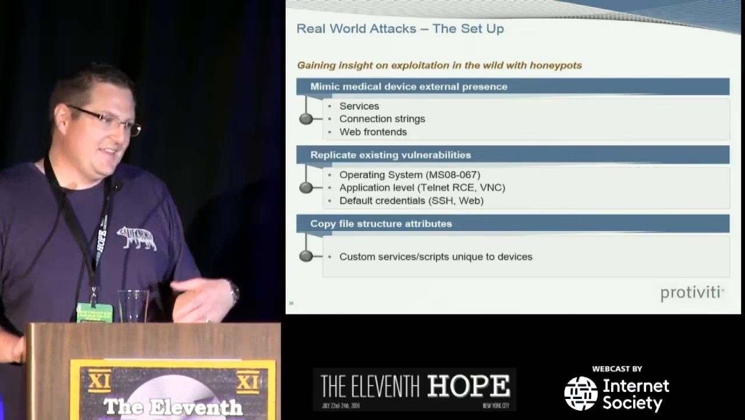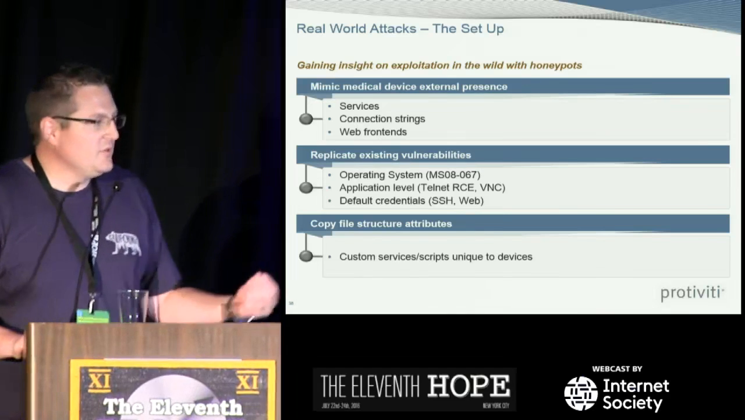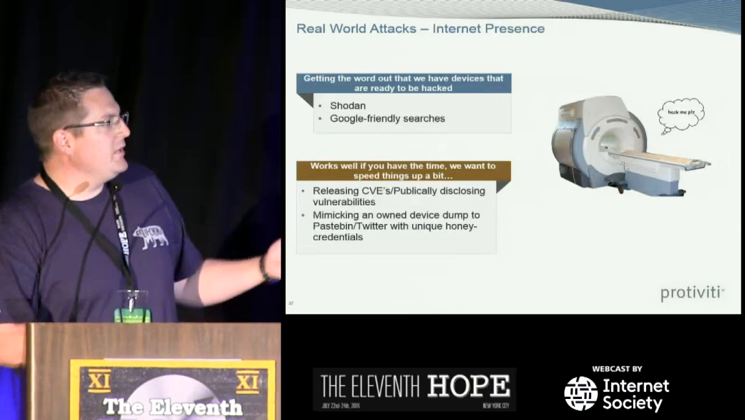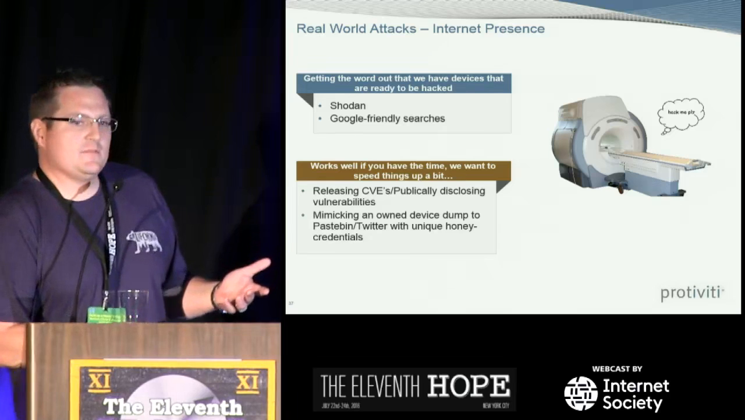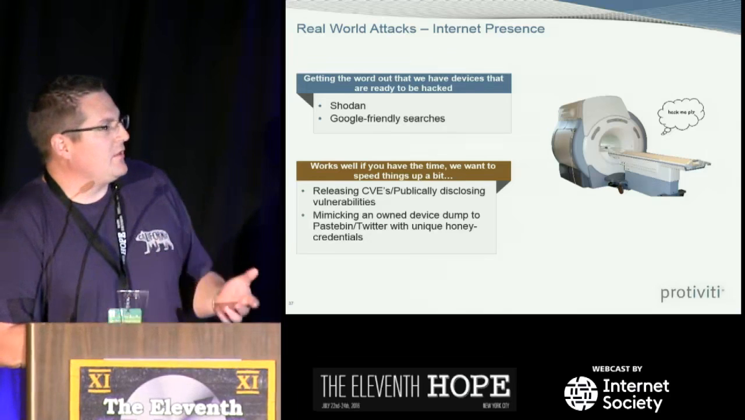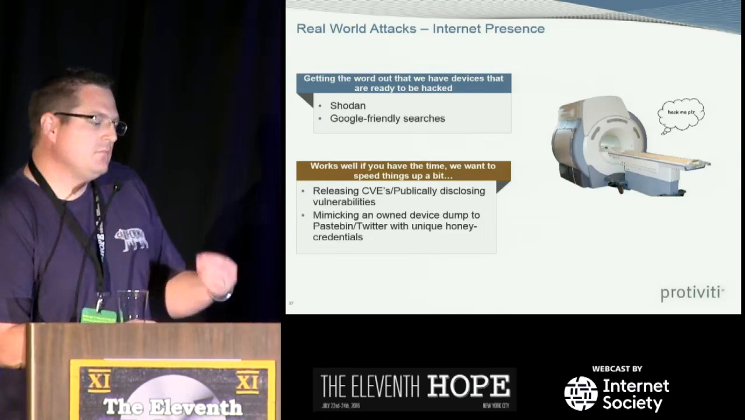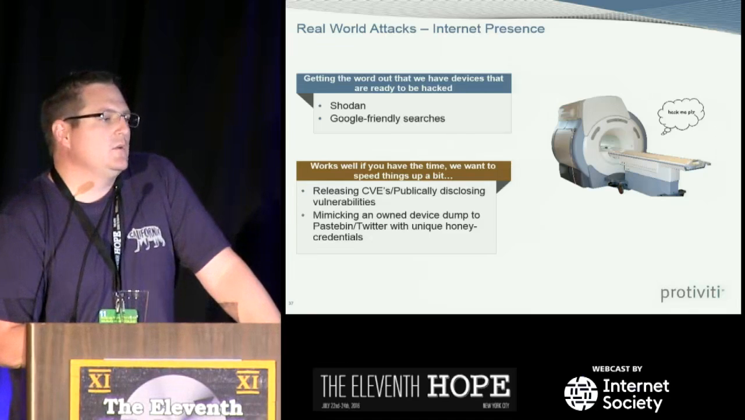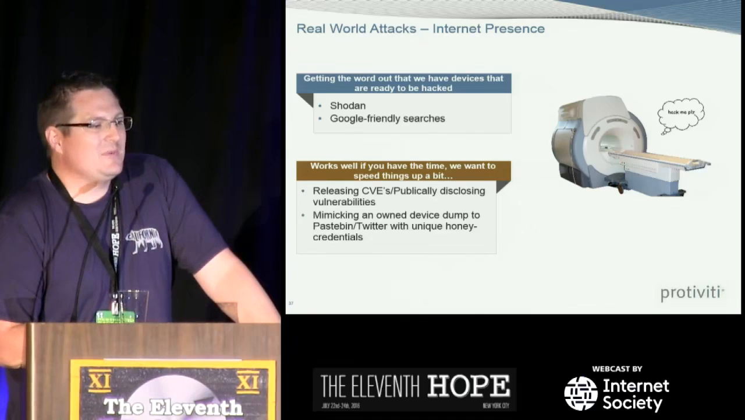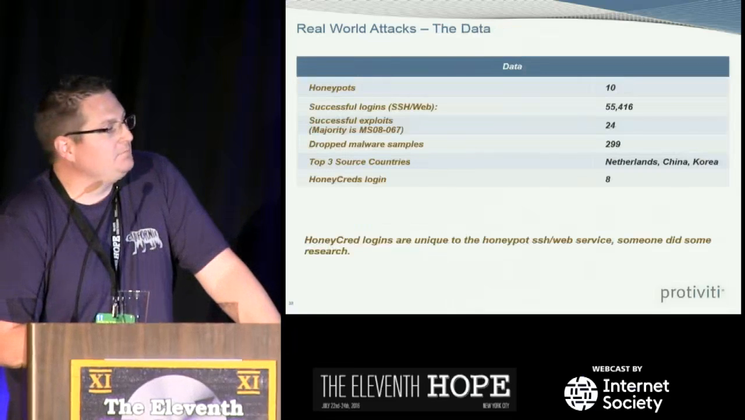Some of them, if the company actually had their source code sitting in a file three levels deep, we mimicked that. And then we had to get the word out. So throw it out on Shodan, right? John Matherly's been awesome to work with on a lot of the research that we've done. We made those Google-friendly searches so they'd get picked up. We also dropped indicators, like releasing CVEs or disclosing vulnerabilities with usernames and passwords, and using systems that had been publicly disclosed, to see if people were doing that. We also did Pastebin and Twitter dumps with honeycreds, which we'll talk about.